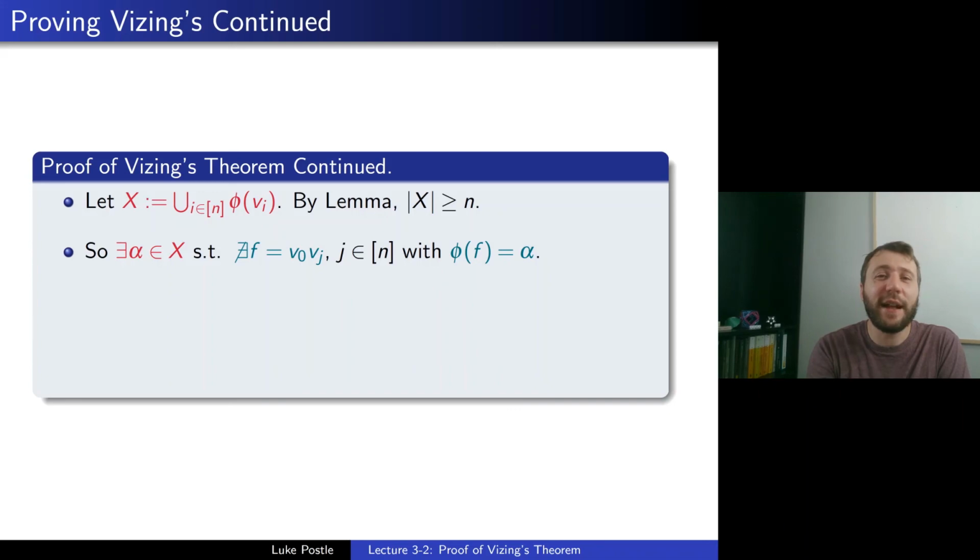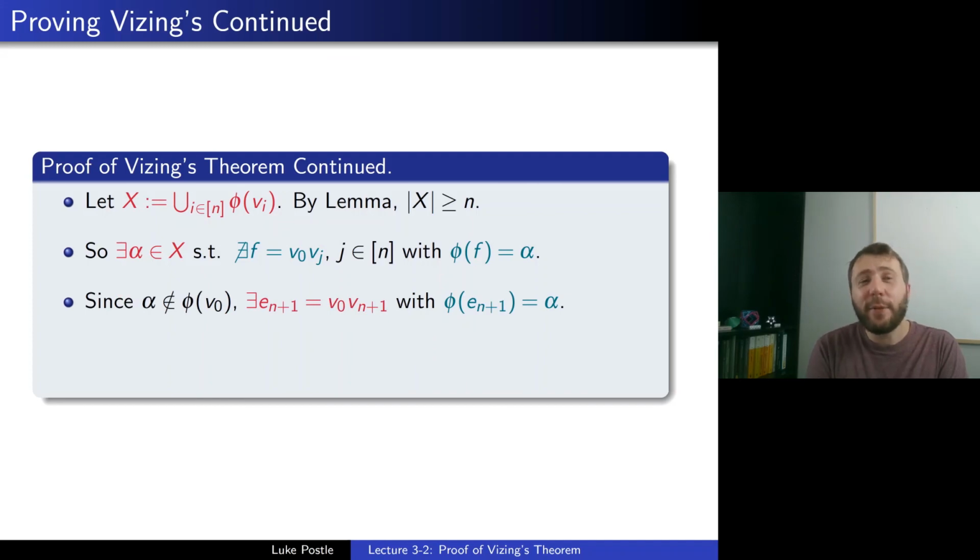So there exists an α in one of these missing colors that doesn't appear on any of the edges in the fan. Why is that? Because there are only n minus 1 such edges, and there are at least n such colors, so there has to be some color that doesn't appear on any of the edges of the fan. And then, using our lemma again, we know that color can't also be missing at v0, so there has to be some edge colored α. We can call it e_{n+1}, with v0 vn+1, so we label the other end of that edge.